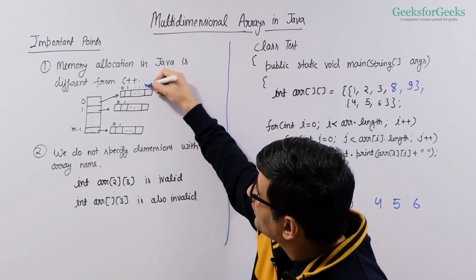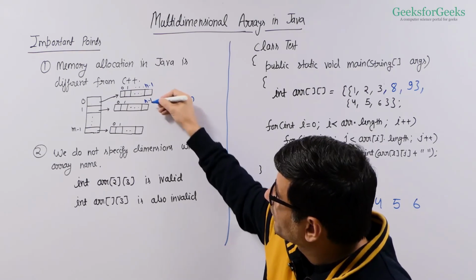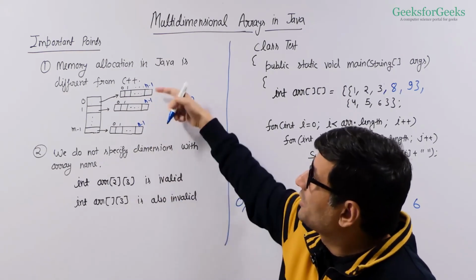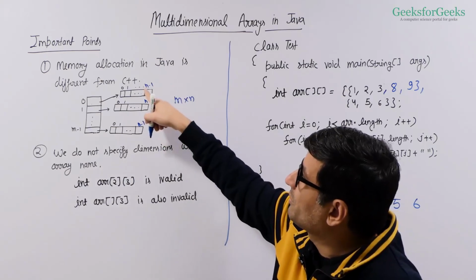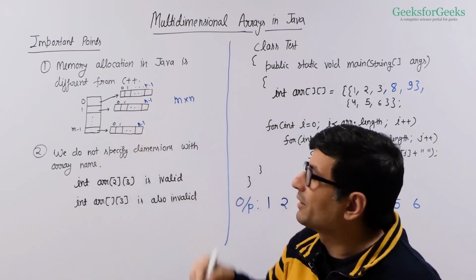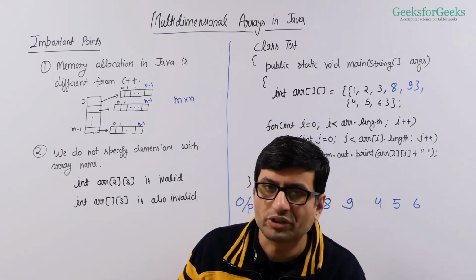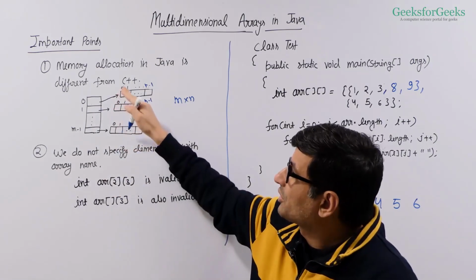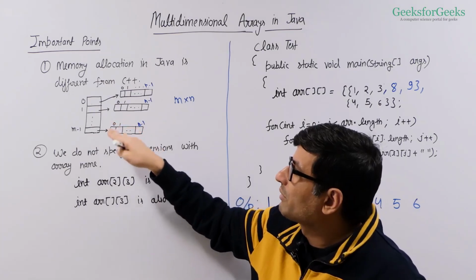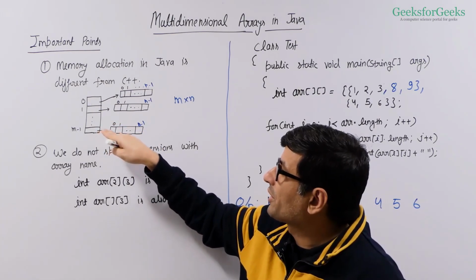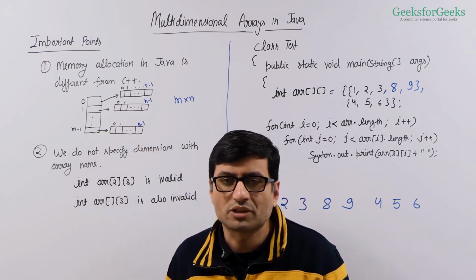So the last index is n-1 in each, and these sizes can be different also. This can be n1-1, n2-1 or n3-1 because they may not be at contiguous locations. So this is how Java stores multi-dimensional arrays or a typical 2D array, which is different from C++.